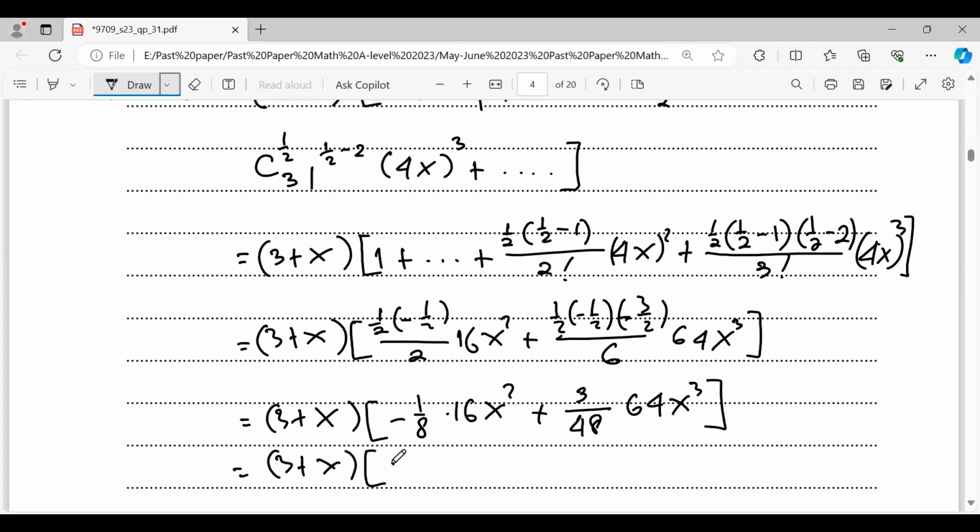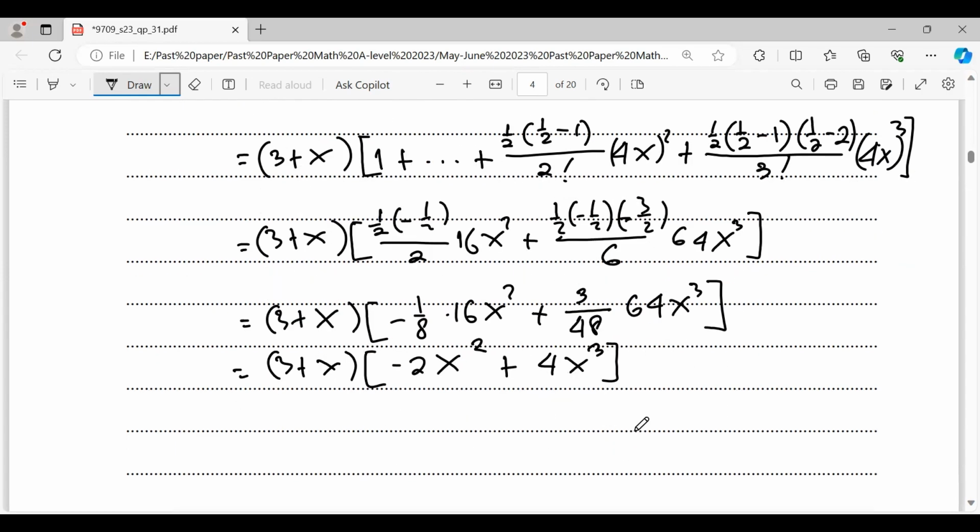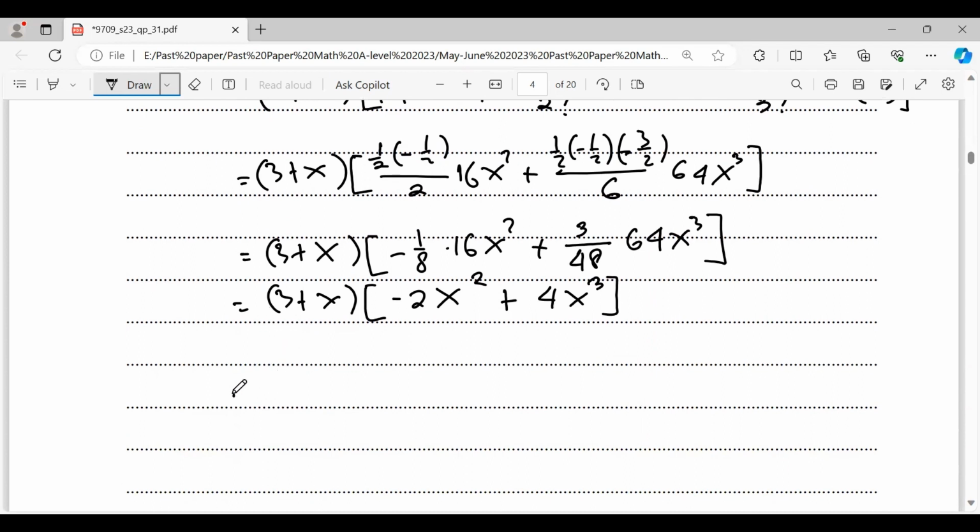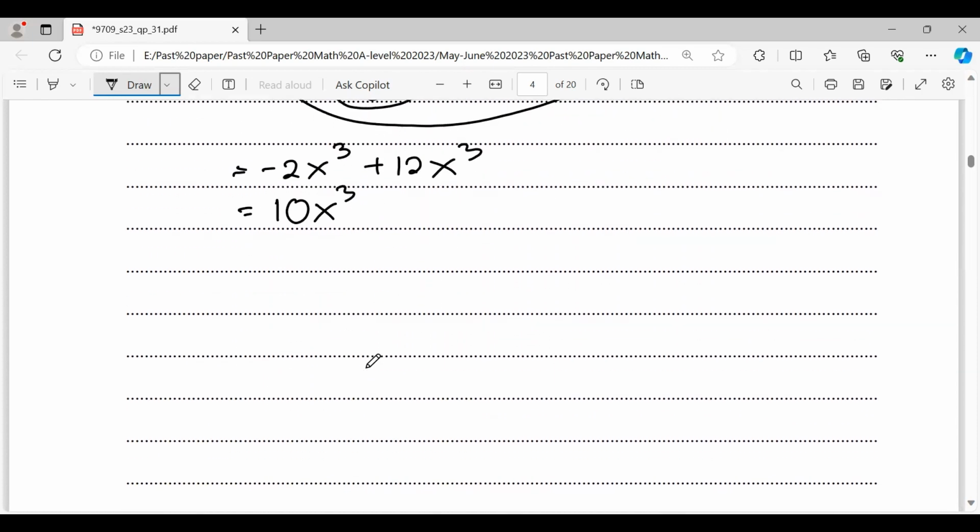This is negative 2x squared plus, if you times and divide it, becomes 4x cubed. Yeah. And then if x times negative 2x squared becomes negative 2x cubed. And if 3 times 4x cubed becomes 12x cubed. So negative 2 plus 12, 10x cubed. So the coefficient is 10.